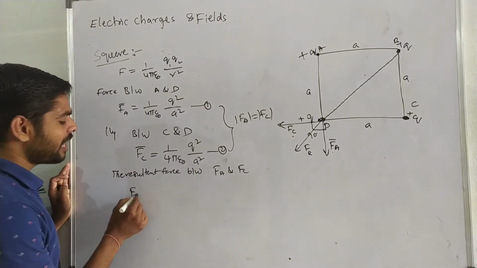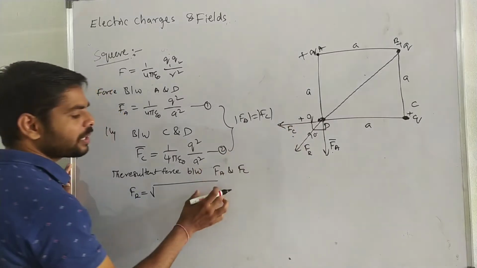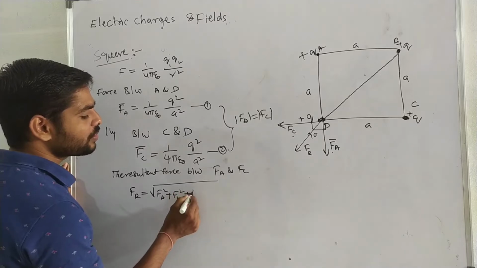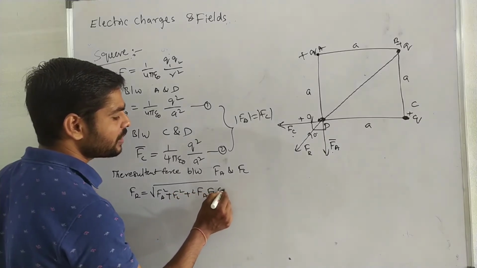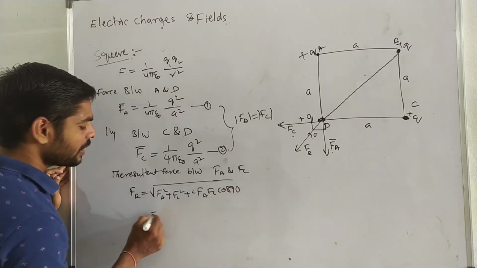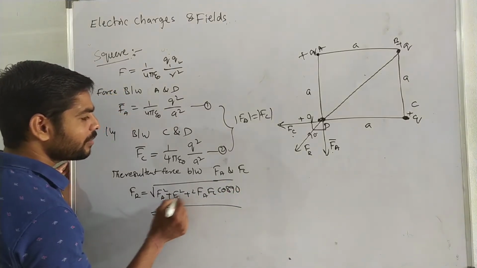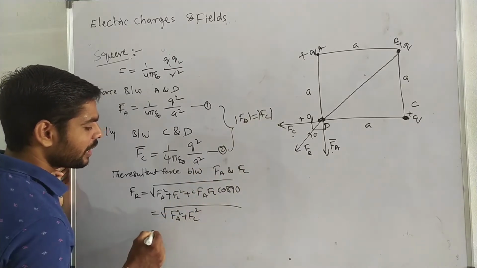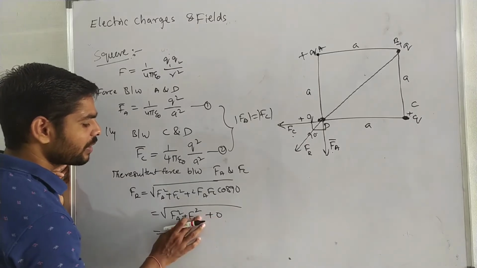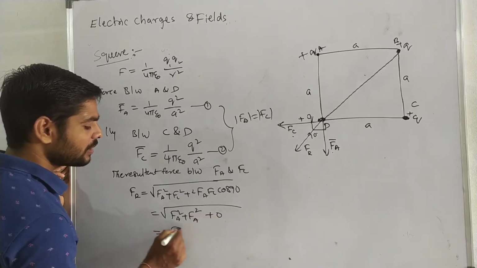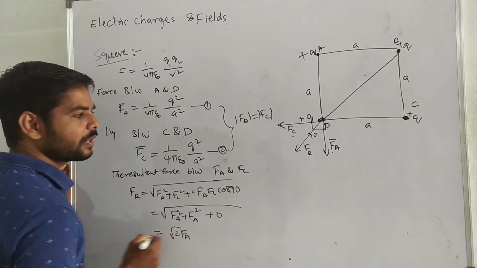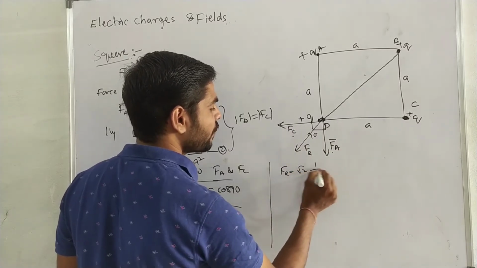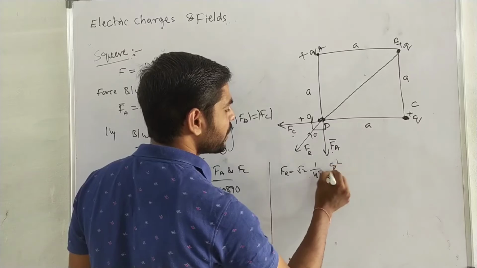Now FR is equal to the root of FA square plus FC square plus 2 FA into FC into cos 90. Cos 90 value is 0, right? So it is equal to the root of FA square plus FC square, since we assume the magnitudes are the same, and the cross term becomes 0. So FC square can be written as FA square, and that is root 2 times FA. So directly I can say FR between FC and FA is equal to root 2 times 1 by 4 pi epsilon naught into Q square by A square.